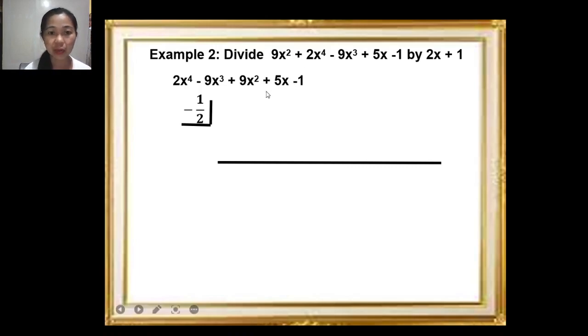Then, isulat na natin ang mga coefficients dito. So, we have 4, negative 9, 9, 5, and negative 1.